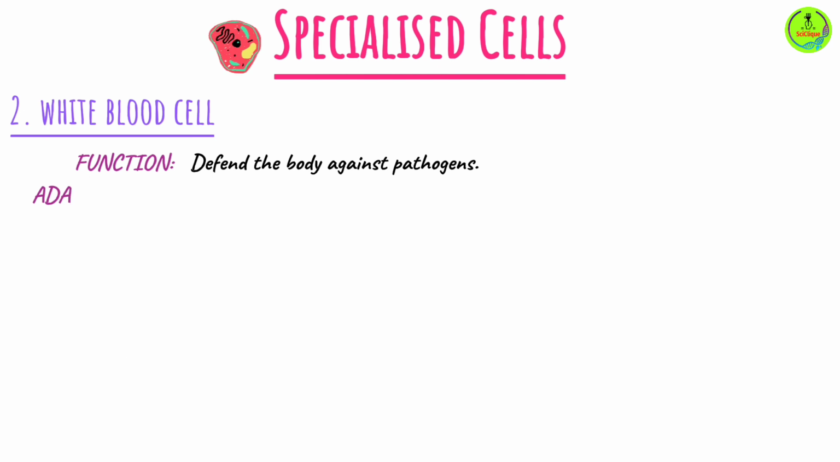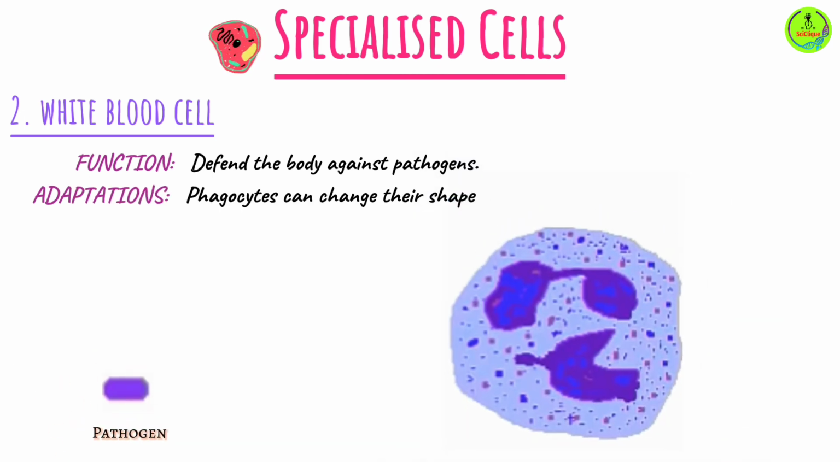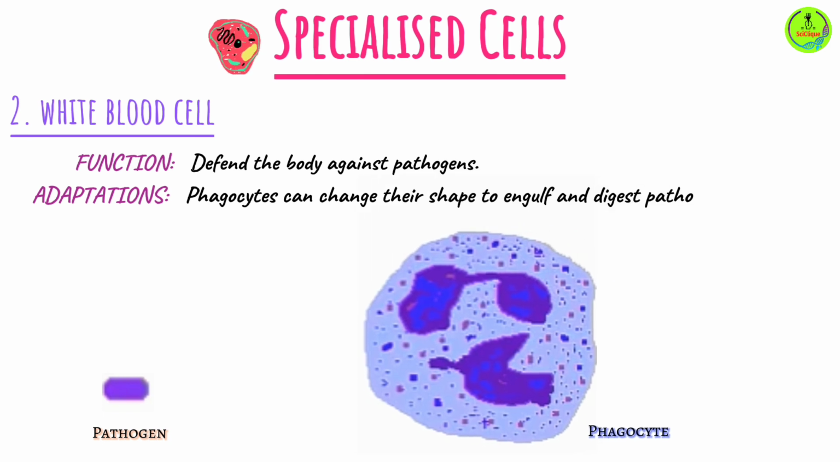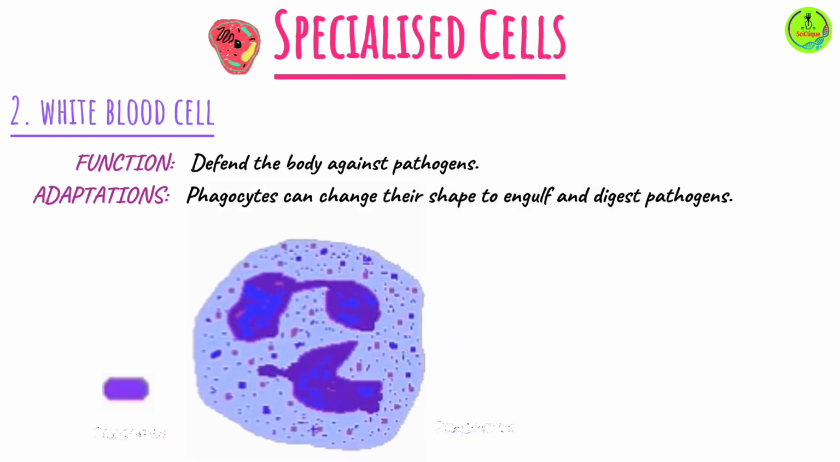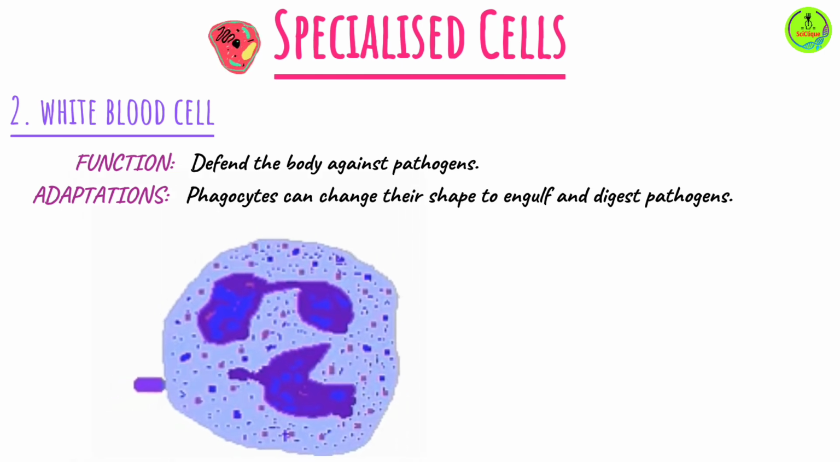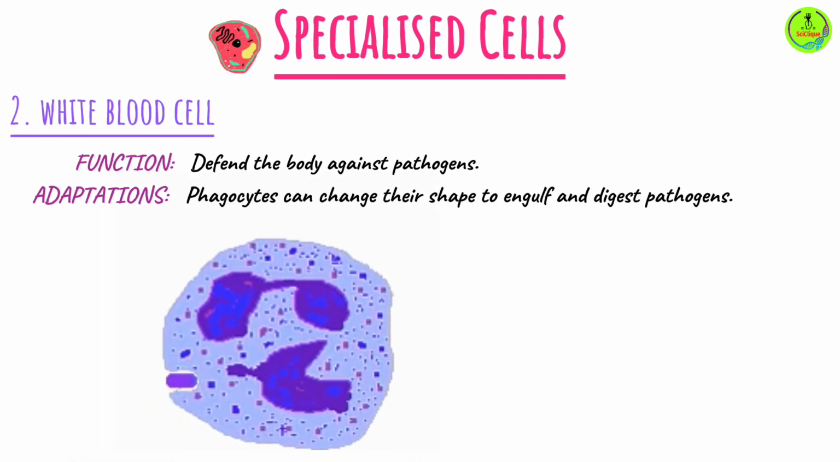Now, white blood cells do so in several ways. We have certain white blood cells that are referred to as phagocytes. Now, phagocytes have the amazing ability of changing their shape. How cool is this? So what happens is that by changing the shape, they can engulf a pathogen, surround a pathogen and slowly digest it.